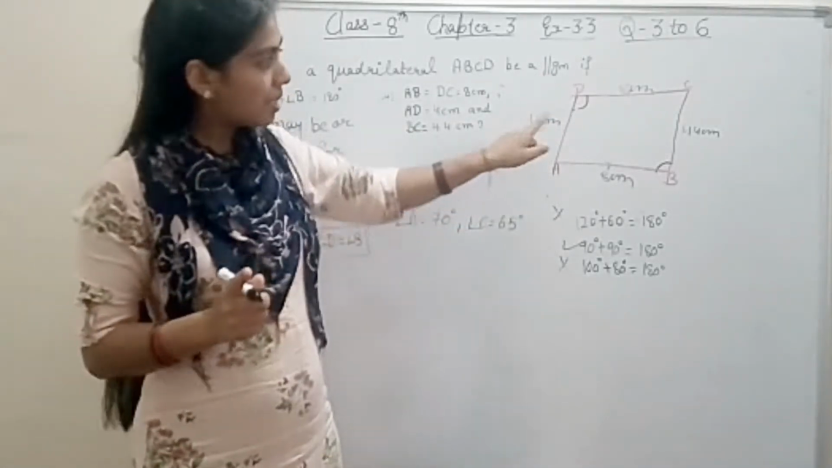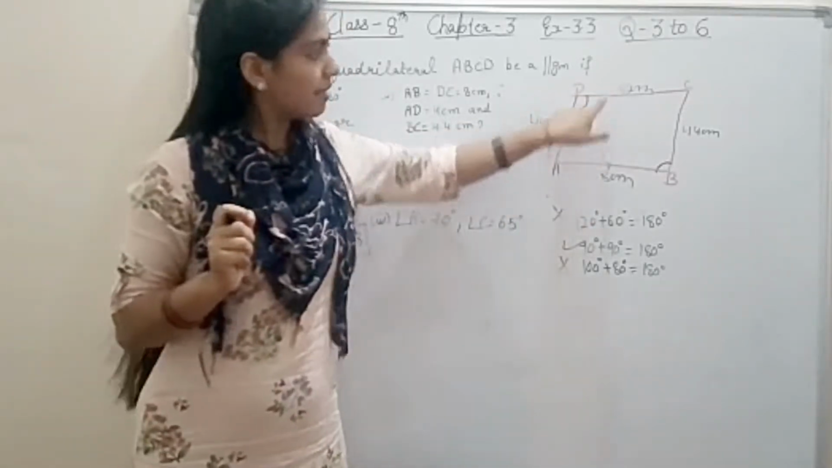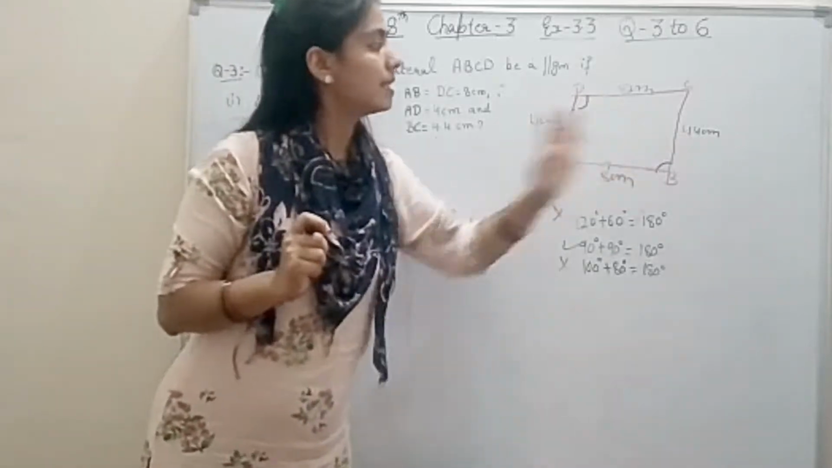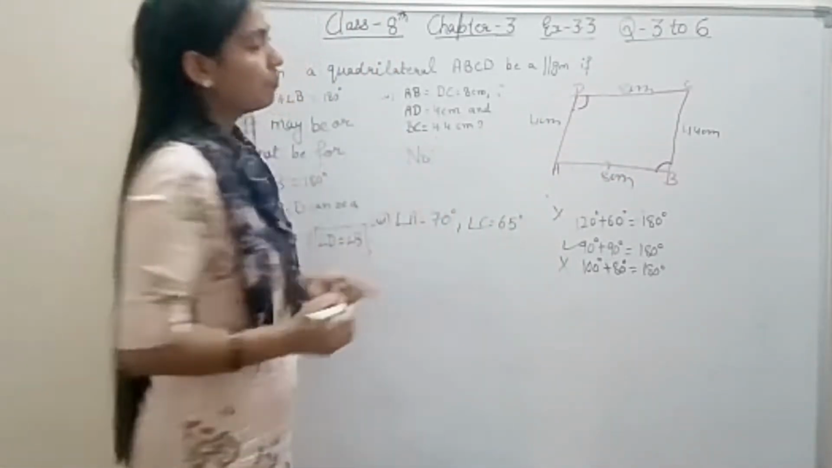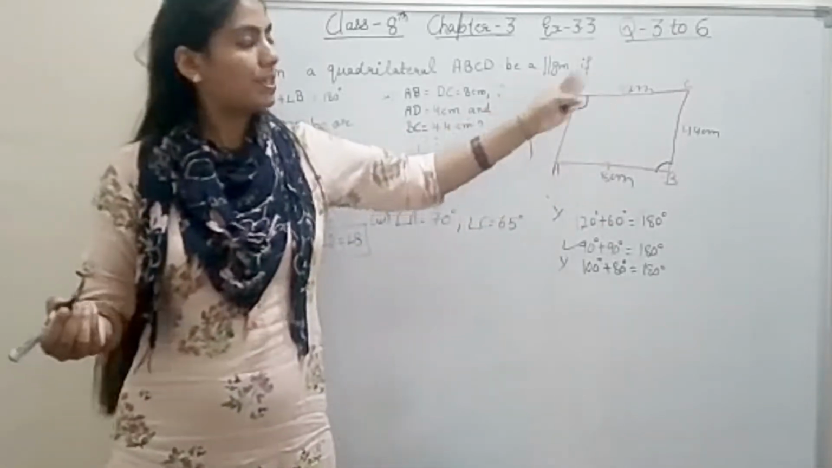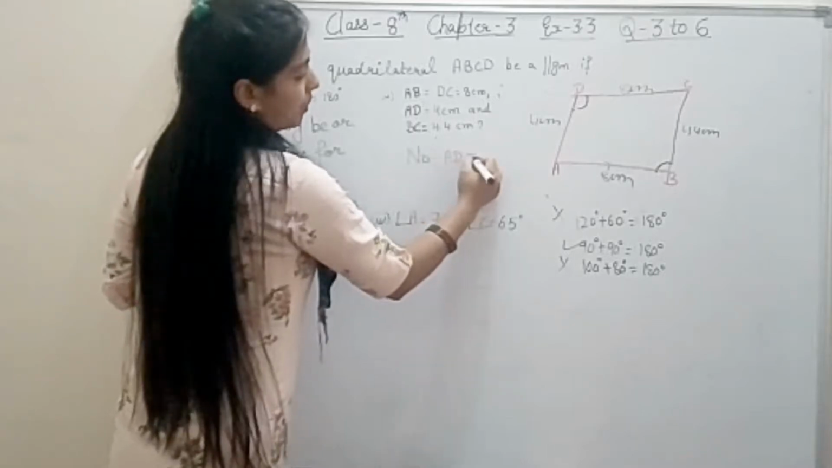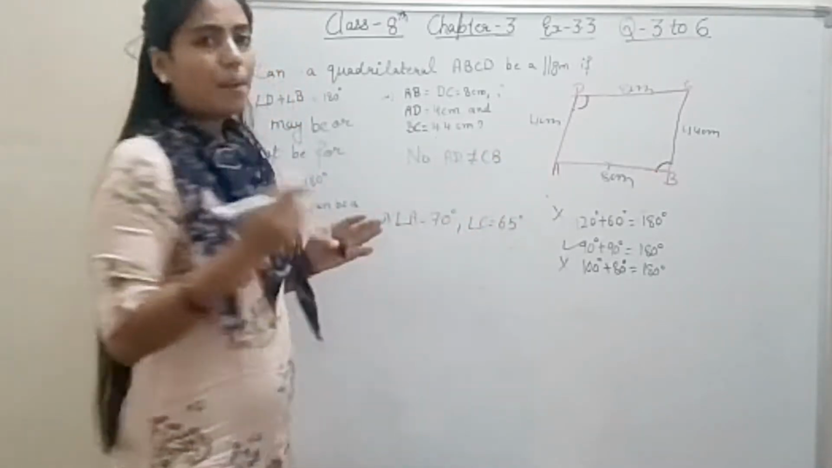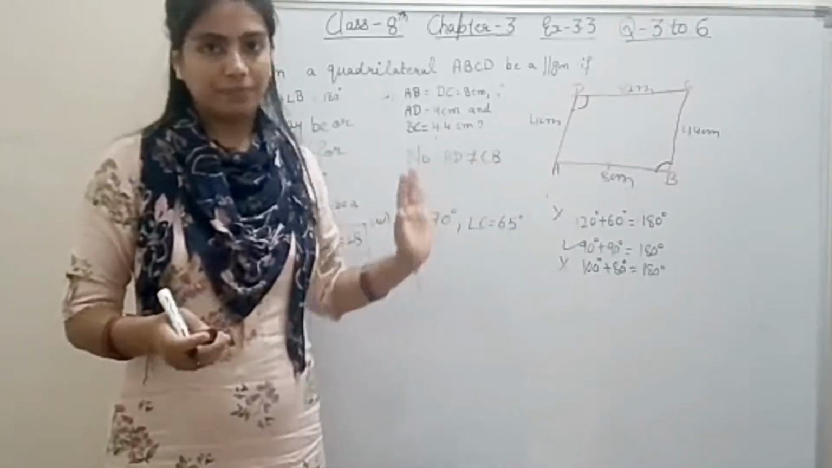No. Why? Because according to the parallelogram property, opposite sides should be the same. It is the same, but here AD and CB are not the same. So what will you write? No, because the opposite sides are not equal, meaning AD is not equal to CB. मतलब आपको अपना आंसर शो अप करने के लिए whatever reason you can do, that's it.